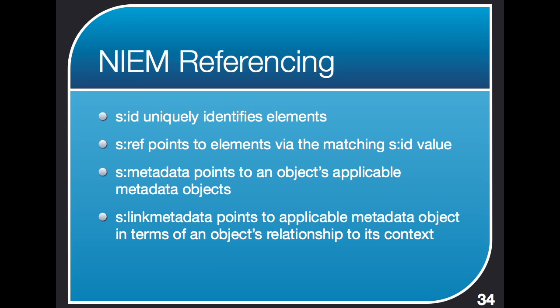And then the last one is link metadata, which points to applicable metadata objects in terms of an object's relationship to its context. And what does that mean? I don't know, and I can't find any more information about it than that. So if you figure out what link metadata means, let me know and I'll update this slide. But right now, I know it's there. I know there's a definition in the NDR for it, but I don't really know how to use it. So we'll just leave it at that.